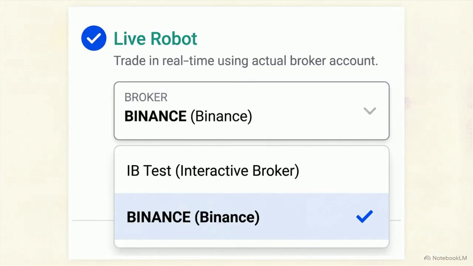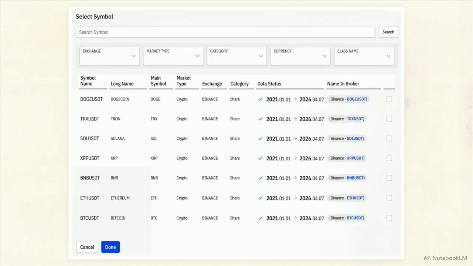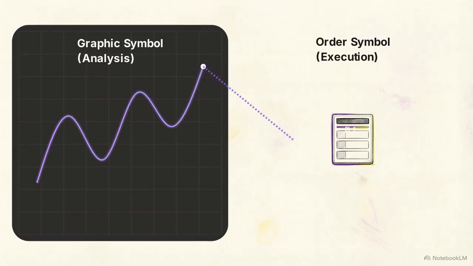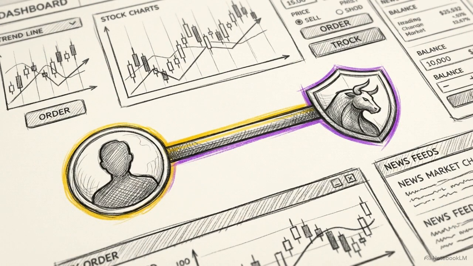This opens your broker settings. Use the drop-down to select your connected brokerage account. Next, you need to search for and select the specific order symbol that your broker recognizes for this asset. It is important to map this correctly. The graphic symbol runs the analytical logic, while the order symbol dictates the exact asset your broker will buy or sell on your behalf. Configuring this step accurately guarantees your robot's orders are routed directly to the intended account and applied to the correct market.